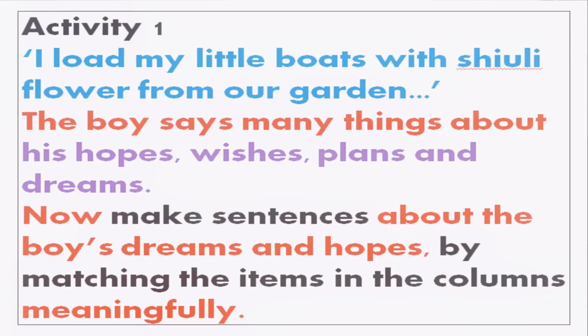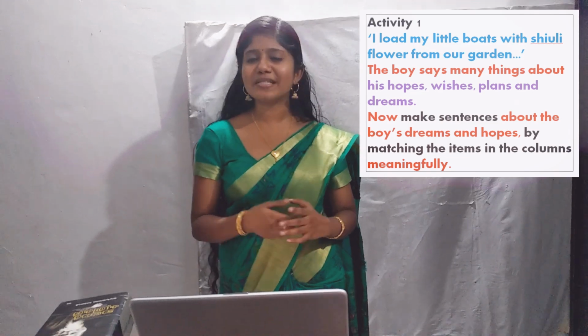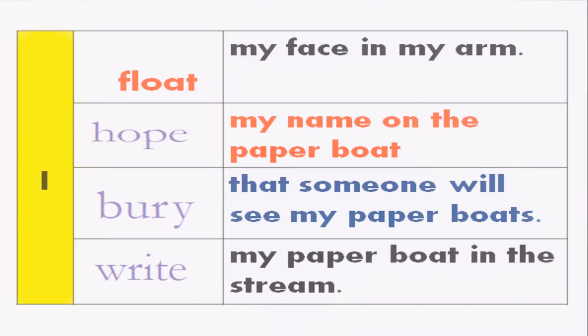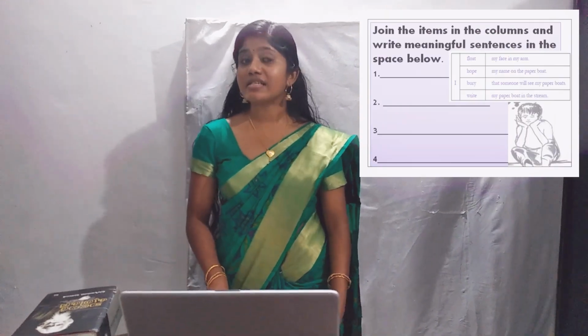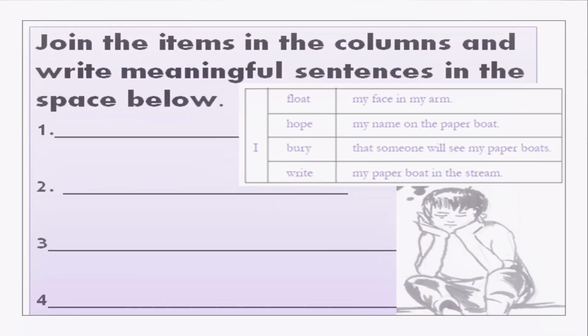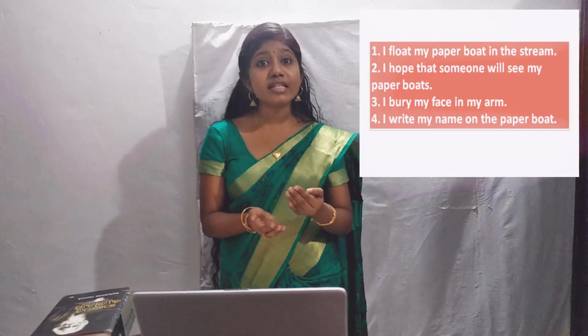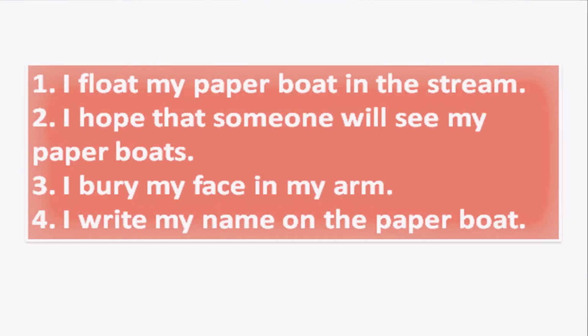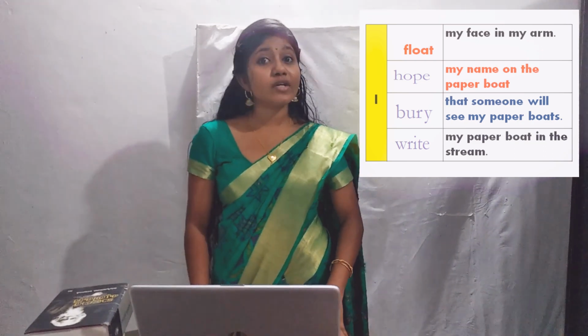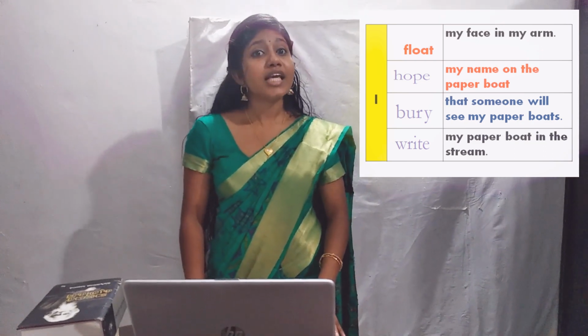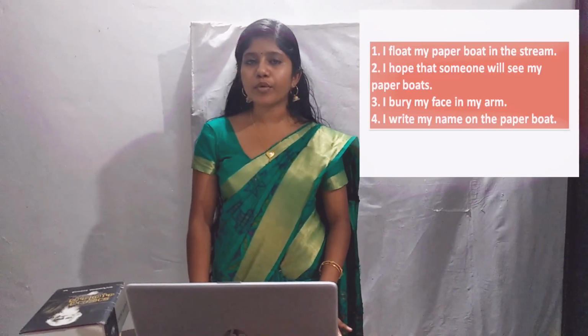See this activity. Do you remember what he wrote on his paper boat? He wrote his name on his paper boat. And what was his hope? Yes, someone will see his paper boats. What did he bury with his arms? He buried his face in his arms. First line tells us what was he doing? What was he doing? He was floating his paper boat.